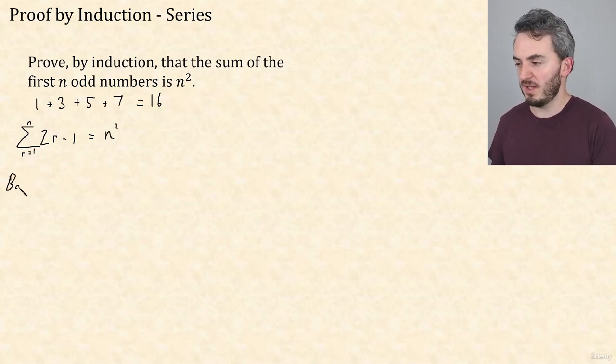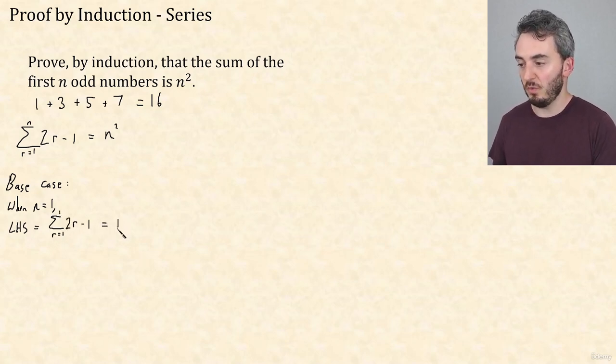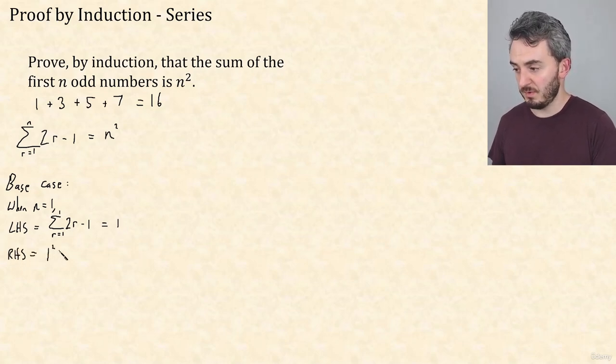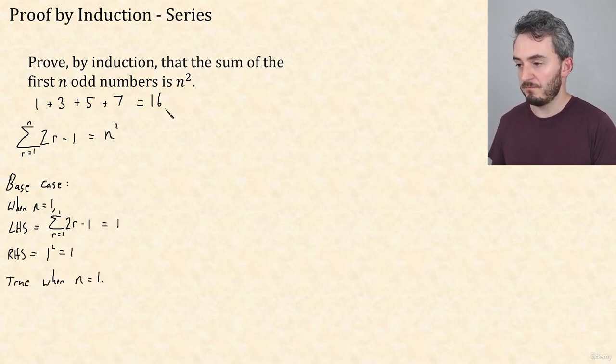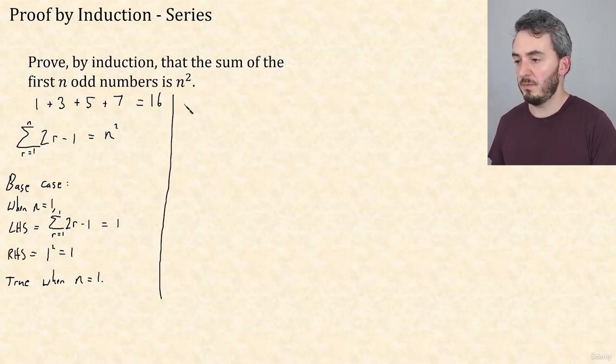We've got our base case first, and unless there's a reason not to, always go with the base case of n equals 1. So we can say that when n equals 1, we have a left-hand side of, well, it's the sum from r equals 1 to 1. So it's just the very first term of this series, which is just 1. And then the right-hand side is 1 squared, which is 1. So the statement is true when n equals 1. Okay, now we've got our inductive hypothesis.